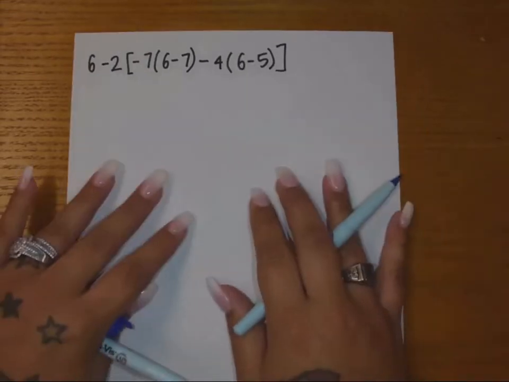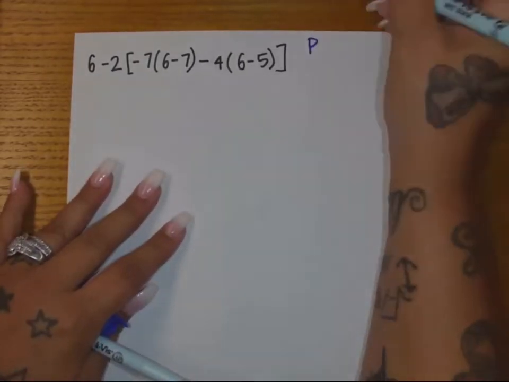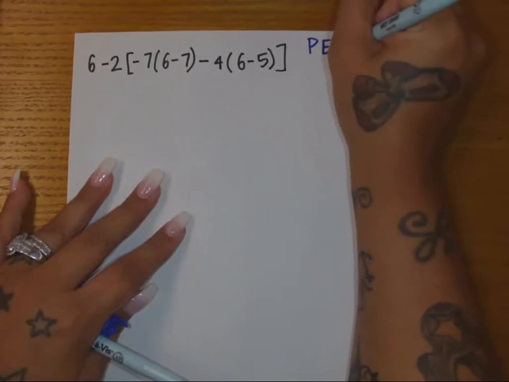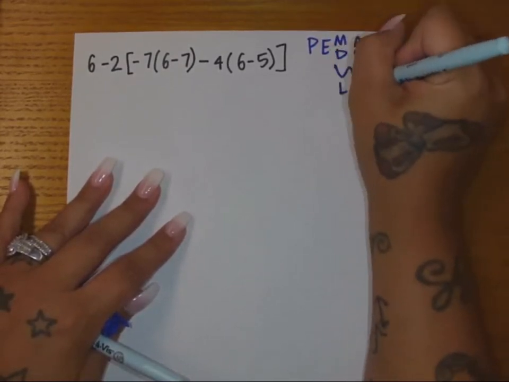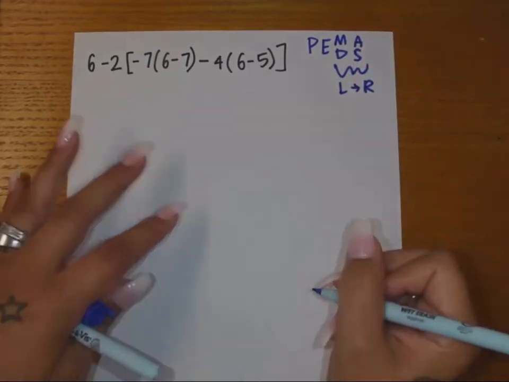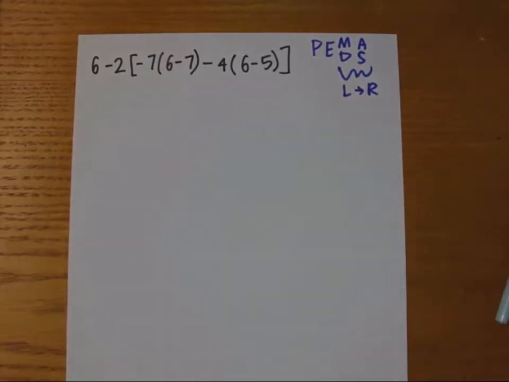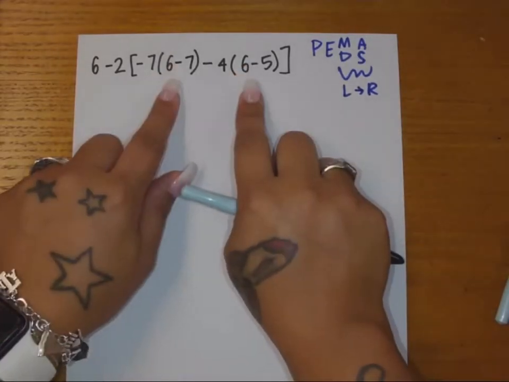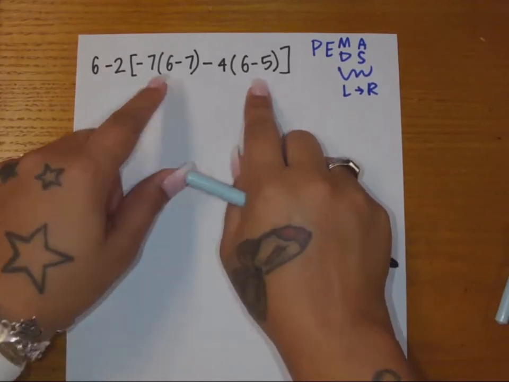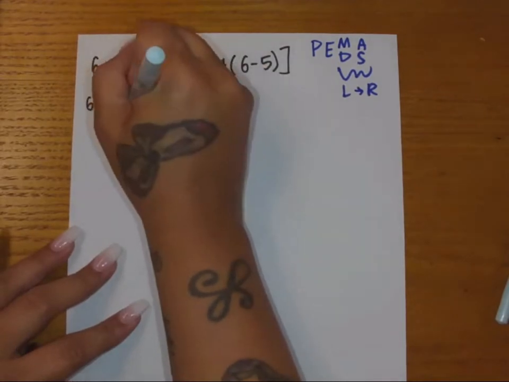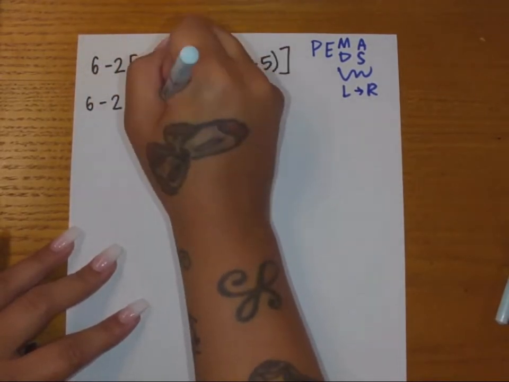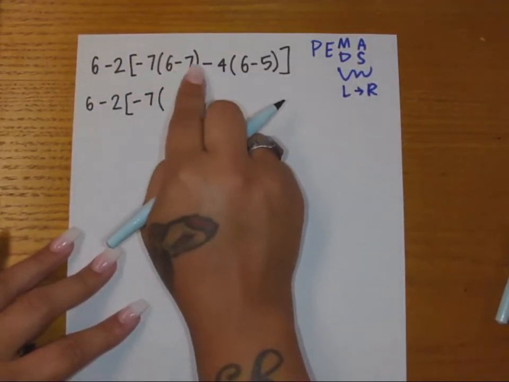So, following the order of operations: parentheses, exponents, multiplication and division, addition and subtraction, and these go left to right. Looking at my expression, I have a lot of parentheses and I have brackets, so I'm actually going to start with these on the inside first. And so what I would get is 6 minus 2, bracket, -7, in parentheses, 6 minus 7.